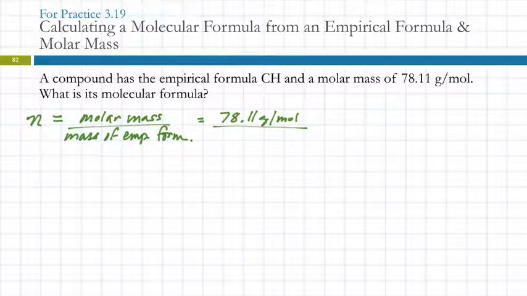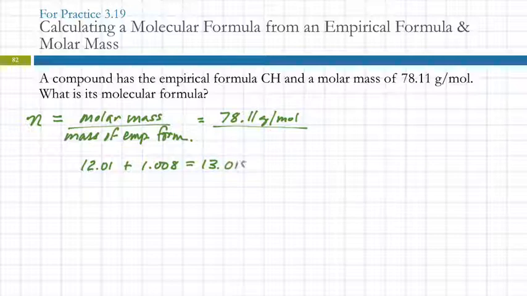The empirical formula mass would be 12.01 plus 1.008. I'm going to be daring and do this one in my head. 13.018. And so 13.018 grams per mole. So we're going to divide those and see what we get.